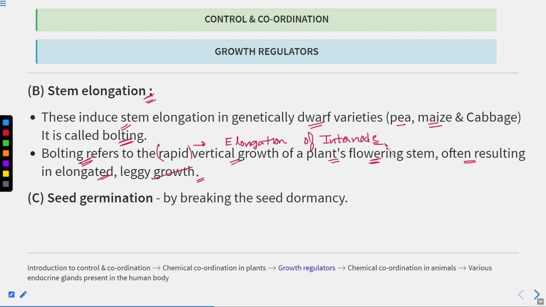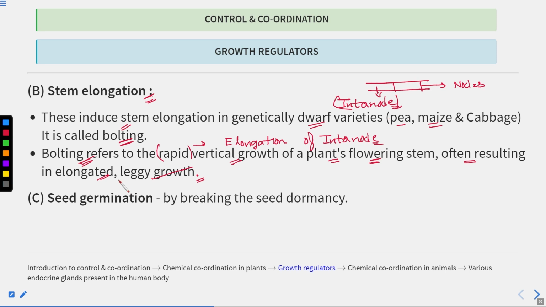Okay, so the stem is made up of nodes and internodes. So this is the stem. These are called the nodes, from where the buds and leaves arise, and this area is known as the internode. So there is a rapid elongation of the internode, which causes the rapid elongation of the stem.